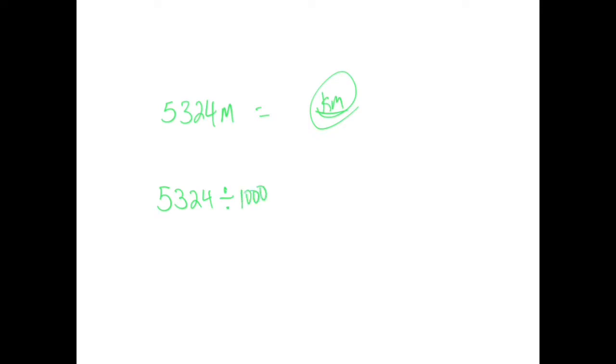Now when you're dividing by 1,000, the decimal is right over here. And you see that there are 3 zeros, right? So basically what you would do is you would take this decimal and move it over 3 spots. 1, 2, 3. And you put the decimal there. And you have 5.324 kilometers.